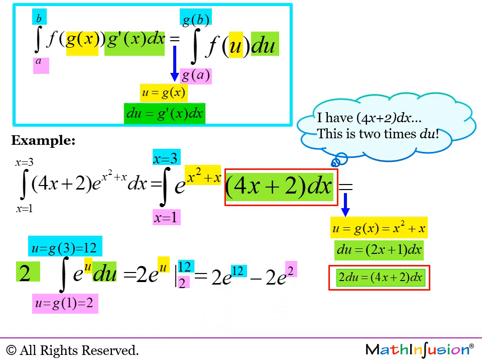The antiderivative is just 2 times e to the u, 2 because of the constant, e to the u because it's the antiderivative of e to the u. And I put the proper limits, 12 and 2. I substitute 12, then I substitute 2. I take the difference, and I got my answer.